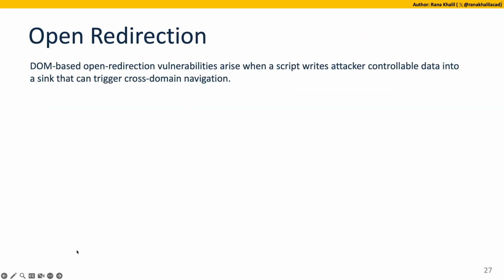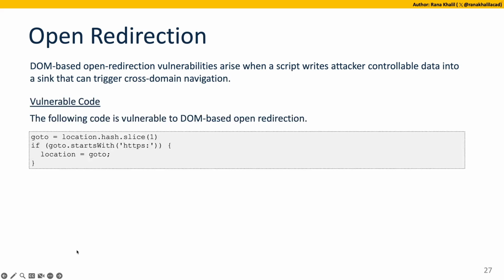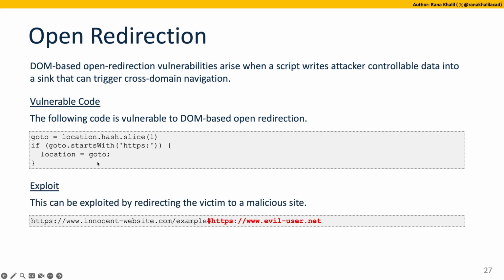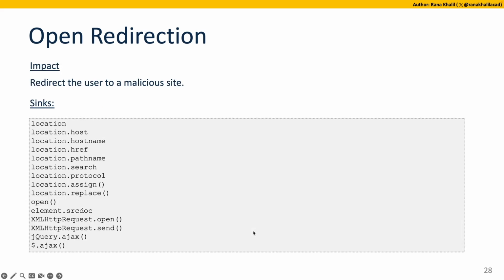DOM-based open redirection vulnerabilities arise when a script writes attacker-controllable data into a sink that can trigger cross-domain navigation. In the example that we have on the screen, the application is taking user-supplied input from the URL and setting the location object to that value. This can be exploited by an attacker to send the victim user to a malicious site that the attacker controls. Now again, there are many different sinks that could lead to this vulnerability. The location object is just one of them.